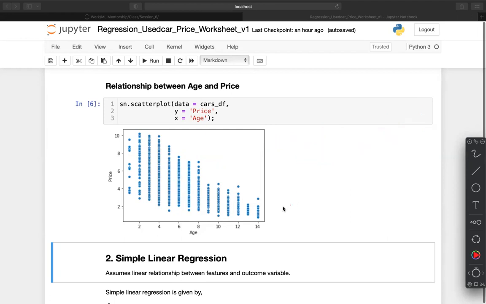For example, if you say, what is the value of the car when the age is 12, right?